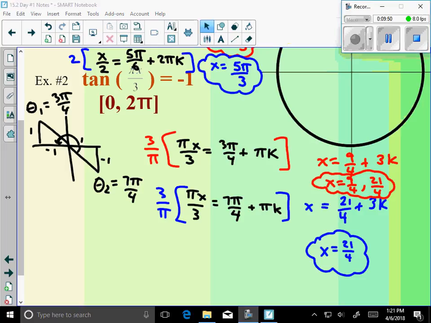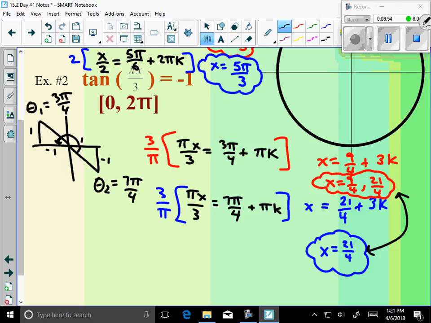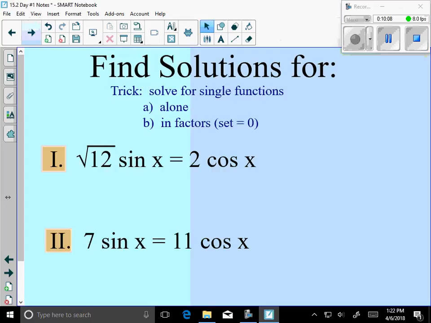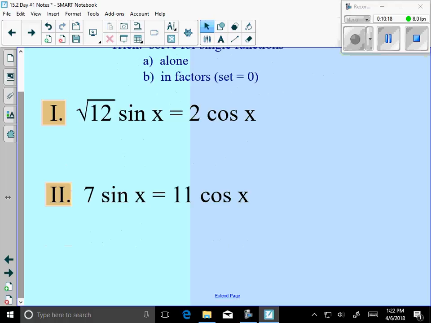Okay, so at this point, once you recognize that these two solutions are the same, all that you need would be to say that x equals 9/4 and 21/4. Boom. Let's give something a try here. I want to take you through a couple of simple ones here. This might not look simple, but I want to fire through them a little bit. You can look back at this when we're done.